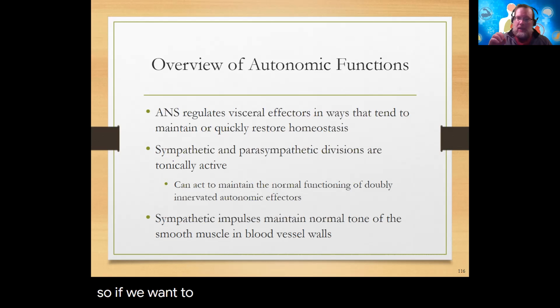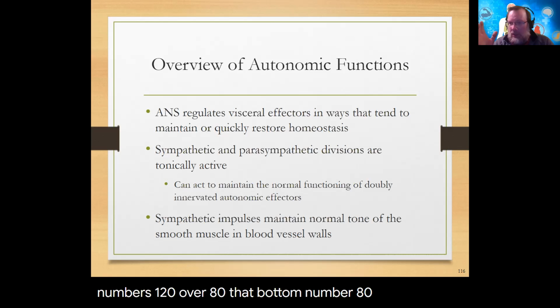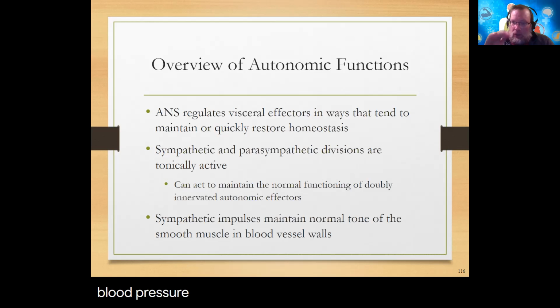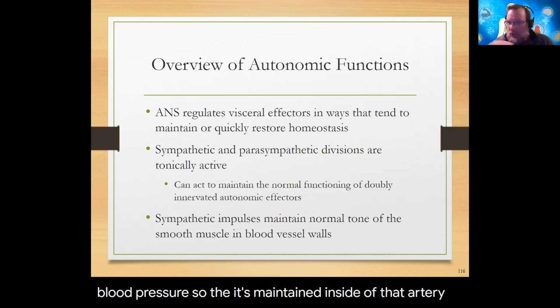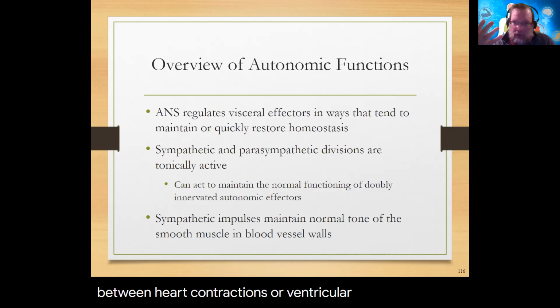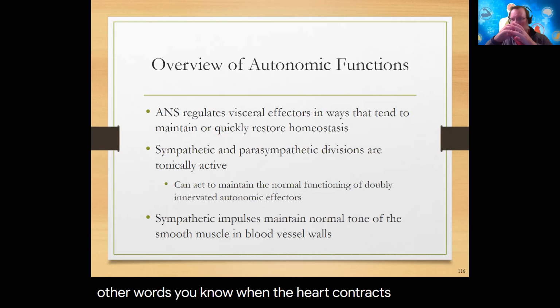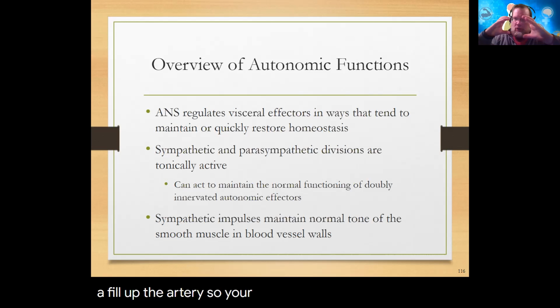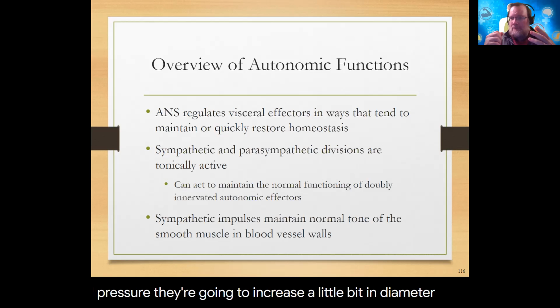So if we want to maintain tone, this plays a role when we think about blood pressure. When you look at those two numbers, 120 over 80, that bottom number, 80 millimeters of mercury, we're measuring pressure, right? It's blood pressure. So the lower number is the pressure that's maintained inside of that artery between heart contractions or ventricular contractions. So in other words, when the heart contracts, blood is going to fill up the arteries. So your arteries are going to increase in pressure. They're going to increase a little bit in diameter.